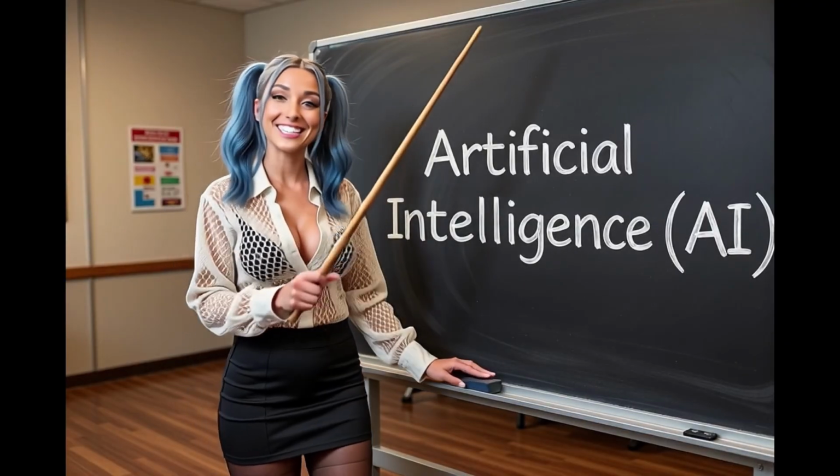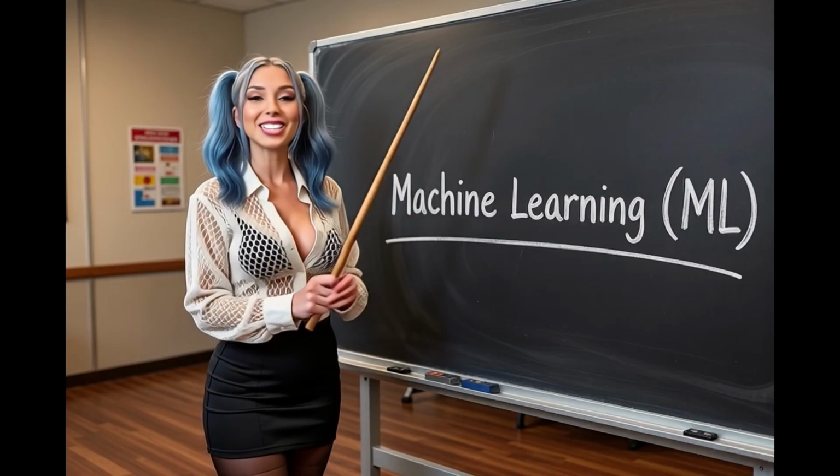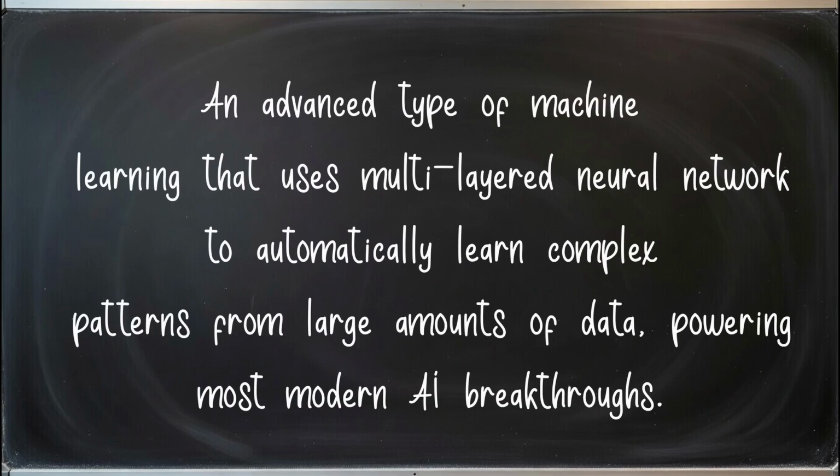Artificial intelligence, AI. The broad field of creating machines or software that can perform tasks requiring human-like intelligence, such as reasoning, learning, perceiving, or decision-making. Machine learning (ML). A subset of AI where systems learn patterns from data and improve performance on tasks without being explicitly programmed for every scenario. Deep learning. An advanced type of machine learning that uses multi-layered neural networks to automatically learn complex patterns from large amounts of data, powering most modern AI breakthroughs.